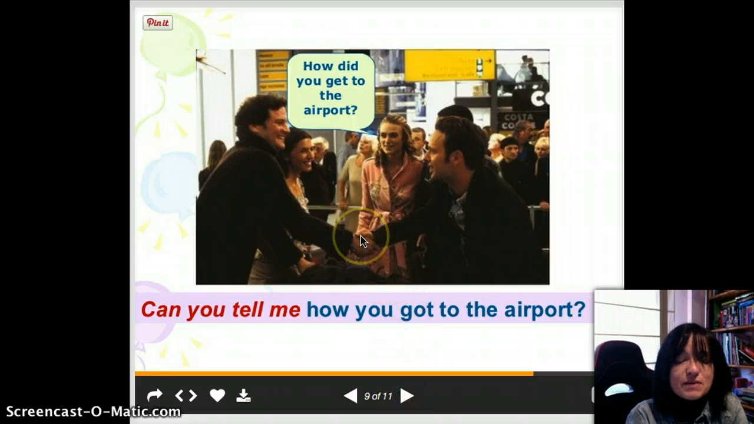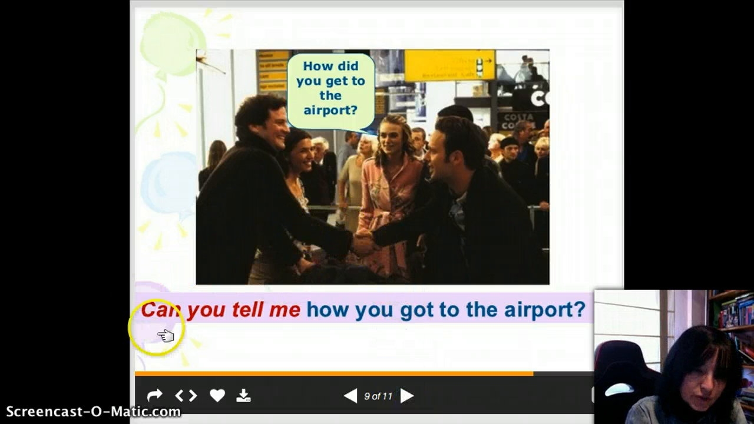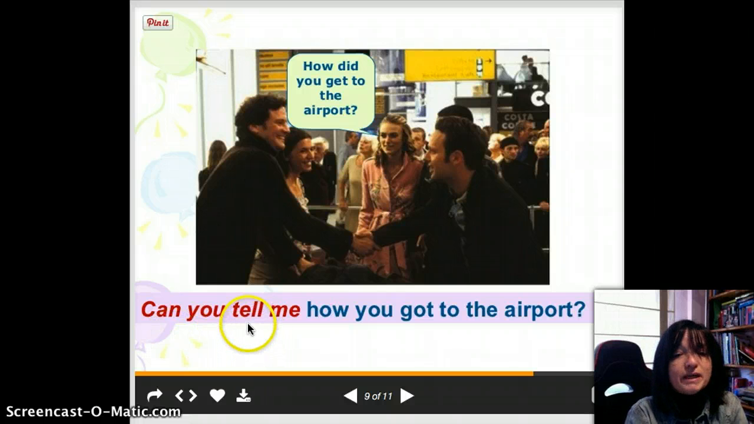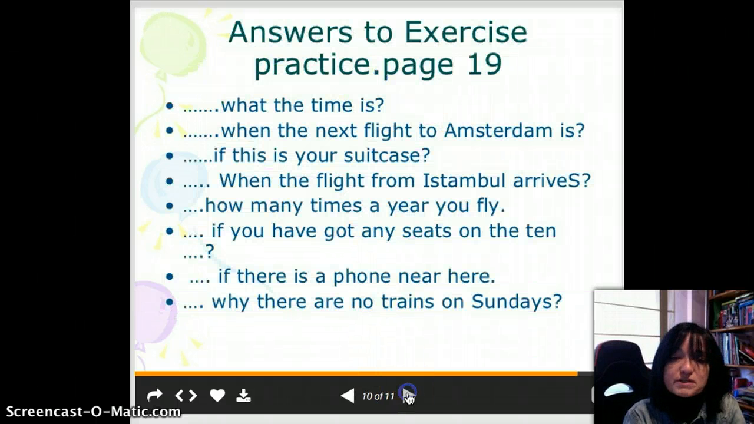How did you get to the airport? And again, we're using an introductory phrase. Can you tell me? The question word, how, and then subject plus verb. How you got to the airport. Can you tell me how you got to the airport?